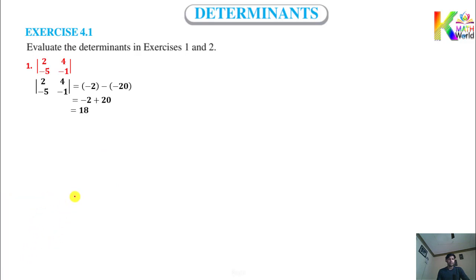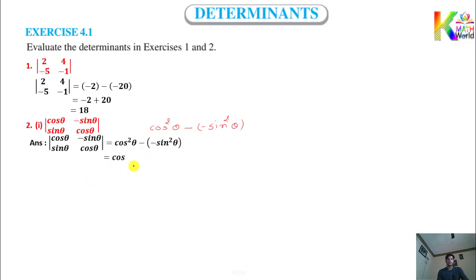Okay, same way, see the next thing. Similarly, cos into cos will become cos square. Then minus sine, now the product of these two, plus minus minus, so you got minus sine into sine, that will become sine square. So now you got this one. This is your question. Now minus minus plus, so you got cos square plus sine square. Cos square plus sine square, how much? 1. That will be your answer. Next question.